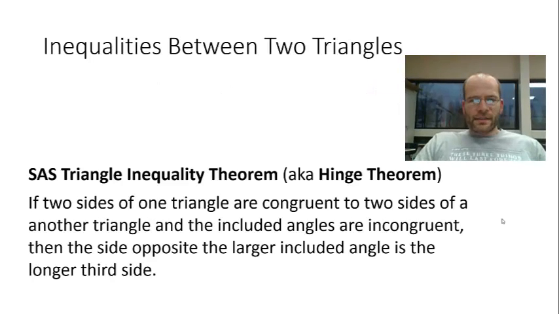The first rule we need to talk about is called the side-angle-side triangle inequality theorem. It's also known as the hinge theorem. It says if two sides of one triangle are congruent to two sides of another triangle, and the included angles are incongruent, then the side opposite the larger included angle is the longer third side.